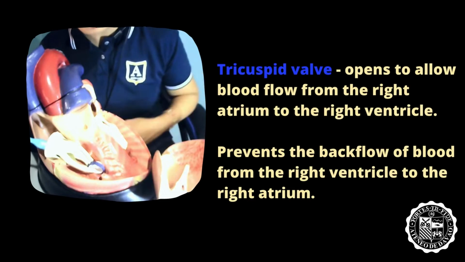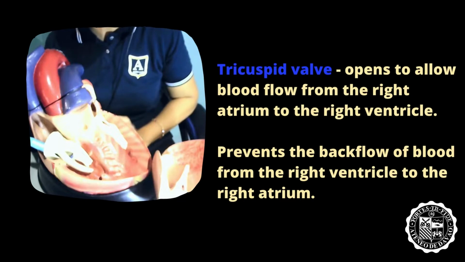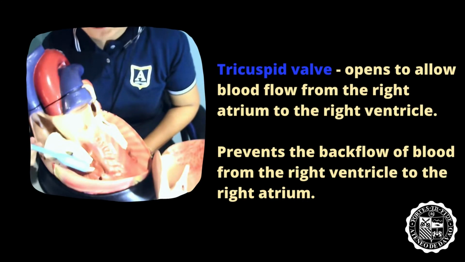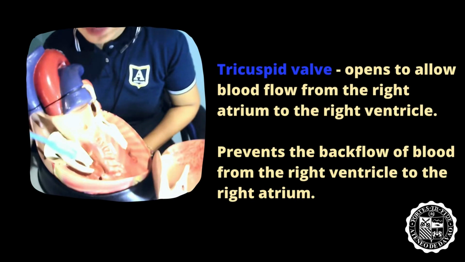Tricuspid valve here. This is a valve. The tricuspid valve opens to allow blood to flow from the right atrium to the right ventricle. The tricuspid valve prevents the backflow of blood from the right ventricle to the right atrium.